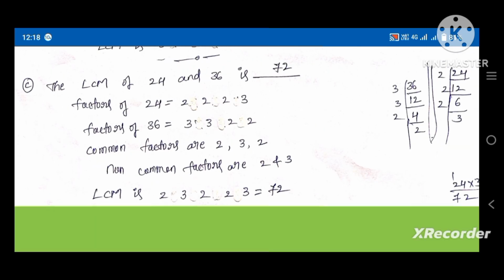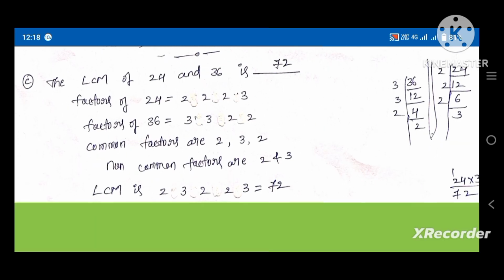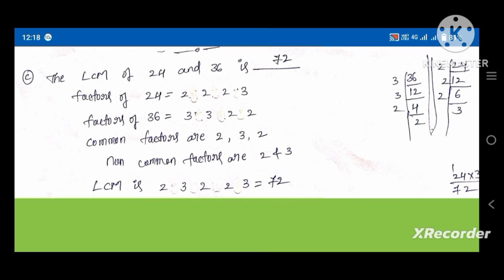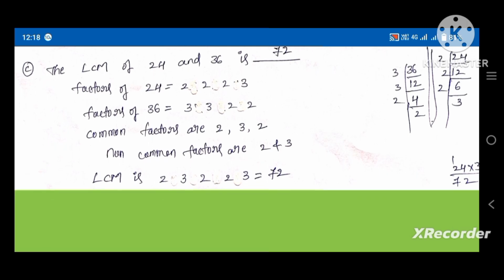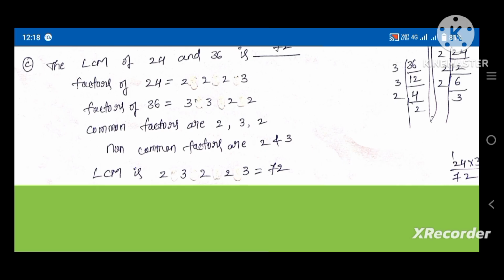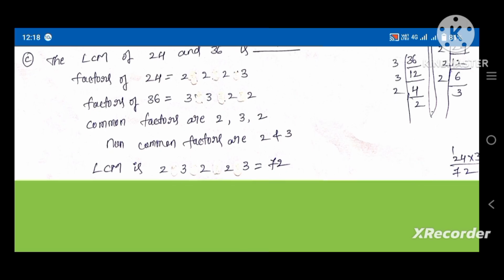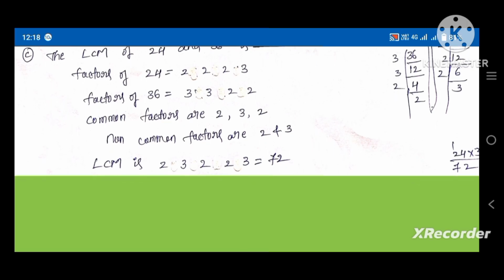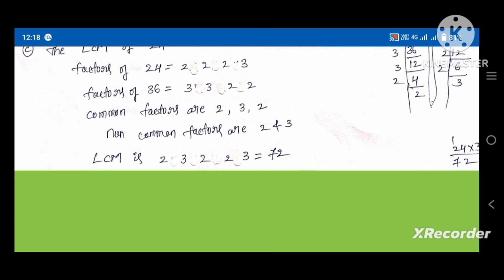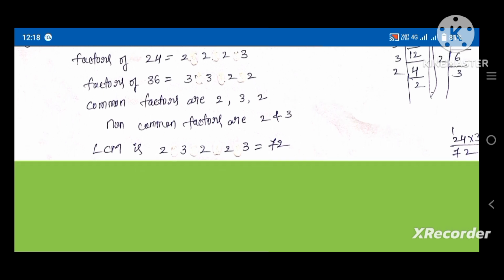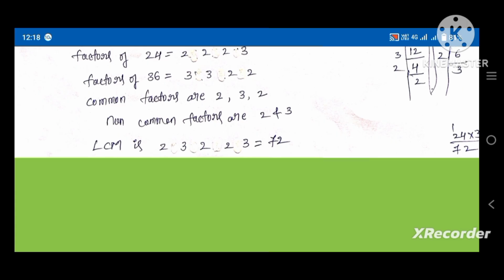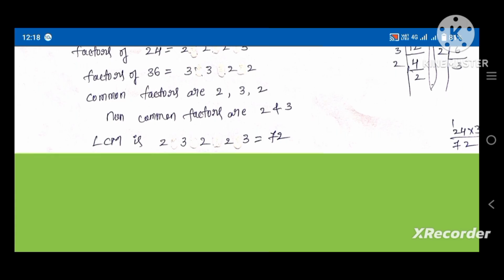C. The LCM of 24 and 36 is 72. Factors of 24: 2, 2, 2, 3. Factors of 36: 3, 3, 2, 2. Common factors are 2, 3, 2. Non-common factors are 2 and 3. LCM is 2 × 3 × 2 × 2 × 3 = 72.